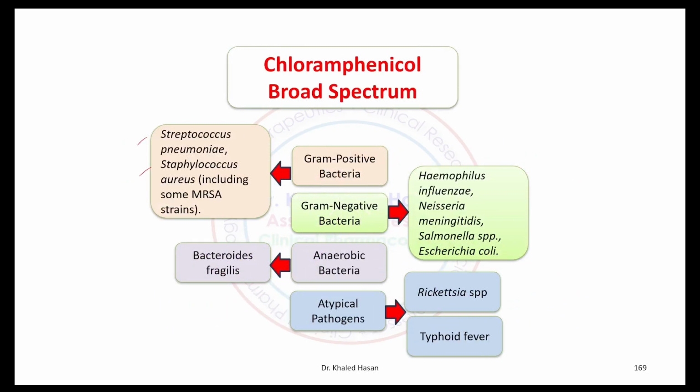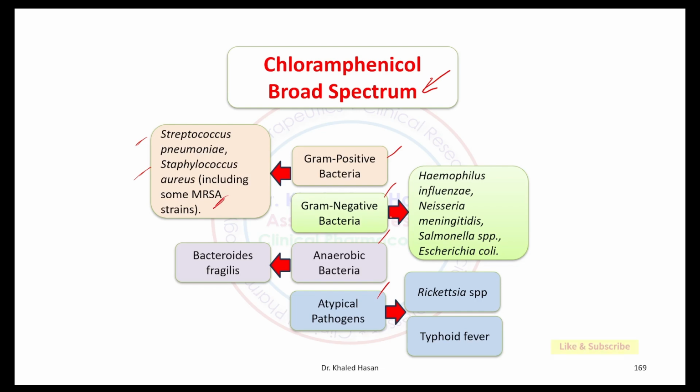We will continue our topic about antibacterials, and our next antibiotic will be chloramphenicol. Speaking about the spectrum of chloramphenicol, it is considered a broad spectrum antibiotic that covers gram-positive, gram-negative, anaerobic bacteria and atypical microorganisms. Regarding gram-positive bacteria, chloramphenicol covers streptococcus, staphylococcus, including some types of MRSA, methicillin-resistant Staphylococcus aureus.